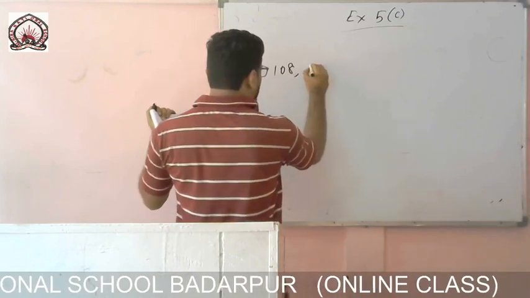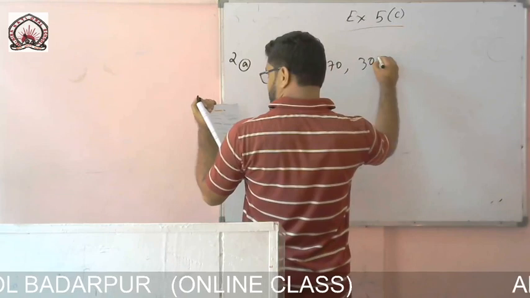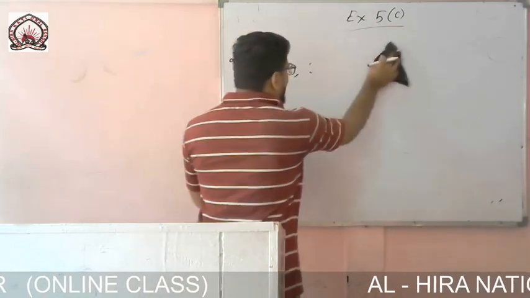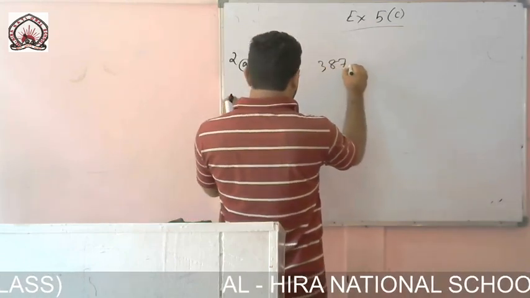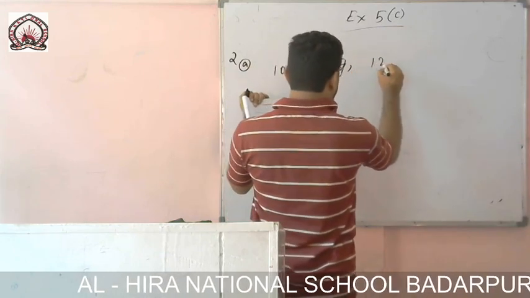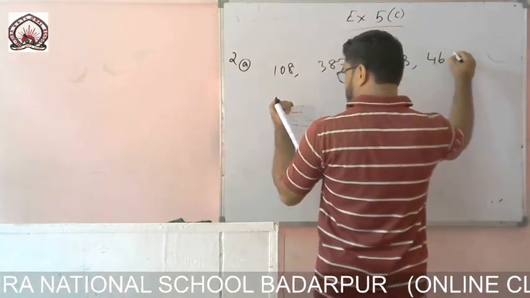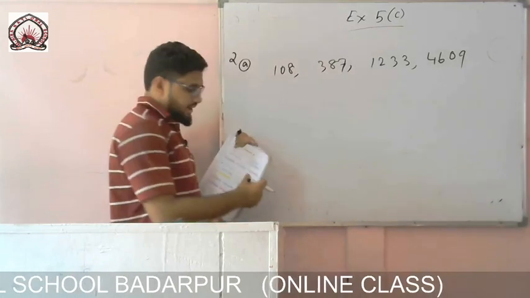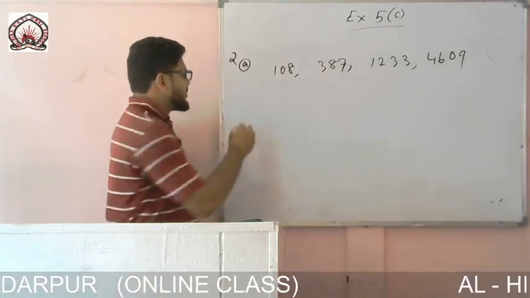108, 2970, 300. Wait. 108, then 387, then 1233, then 4609. So the rest are the same. Okay, I am doing that one. You practice the rest. Only 2 remain.